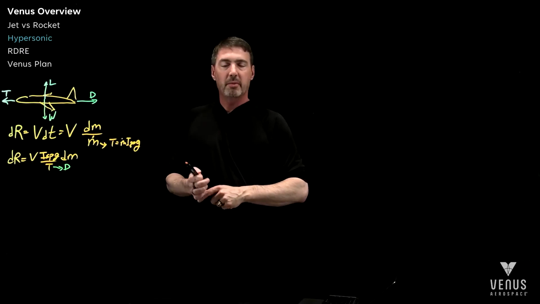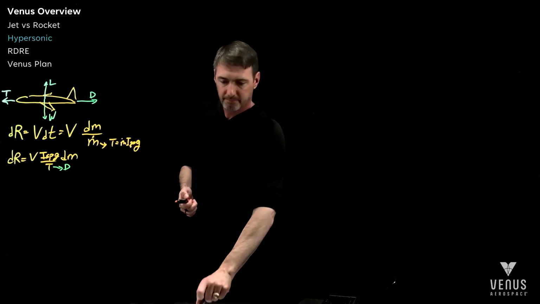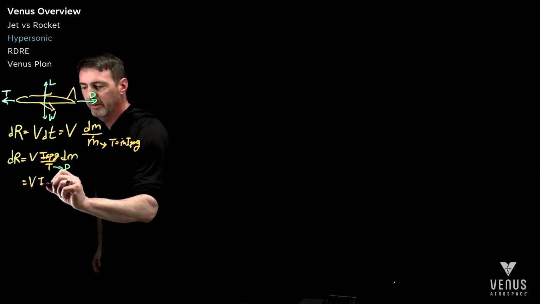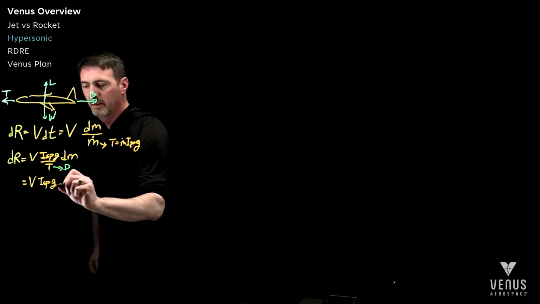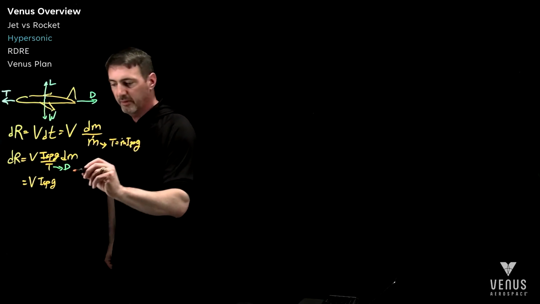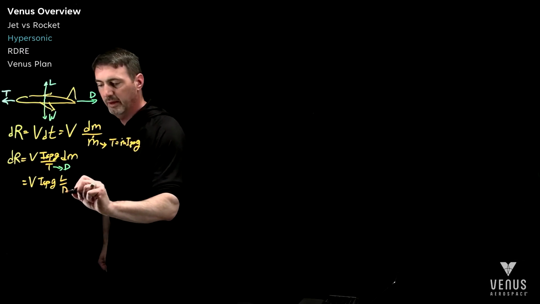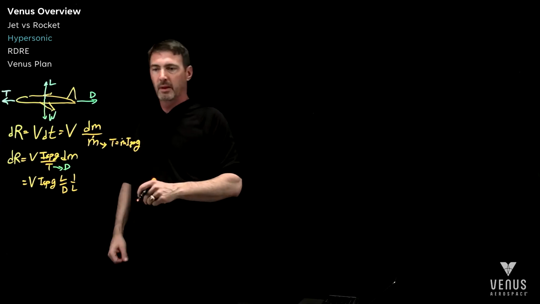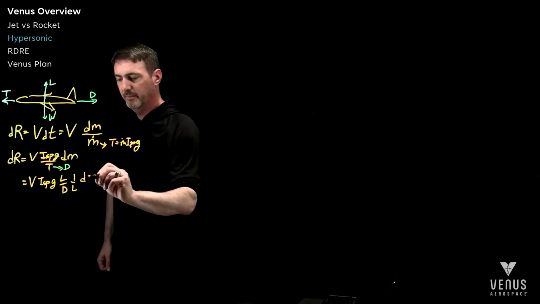But at the same time, I'm going to multiply top and bottom by lift. And so this is then V ISP g, and then you have drag on the bottom. I'm going to multiply top and bottom by lift. So I have a lift over drag. And then there's the 1 over lift. So those lifts do cancel out. And then I have dm.